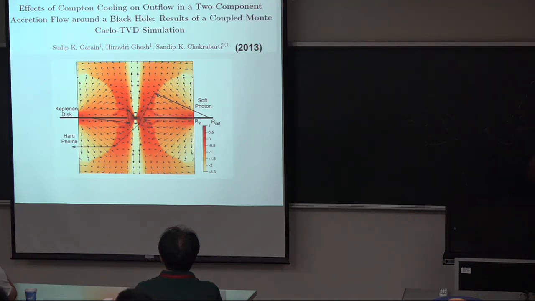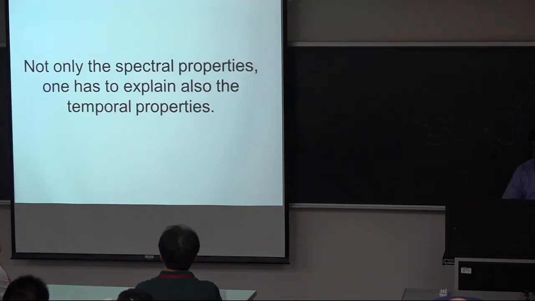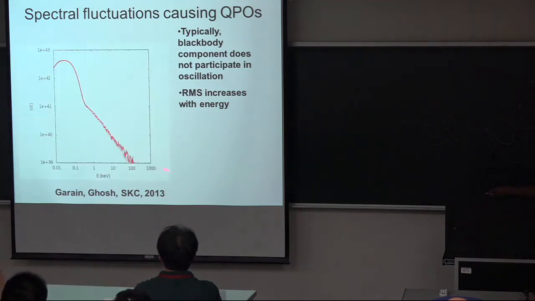So now you have a time-dependent simulation, you are supplying photons, and you would like to see whether the shock remains at the same place. Okay? You find that the spectrum looks like this depending on your accretion rate. If you plot the spectrum as a function of time, look at it. This is a multicolor black body, and this is your Comptonized component.